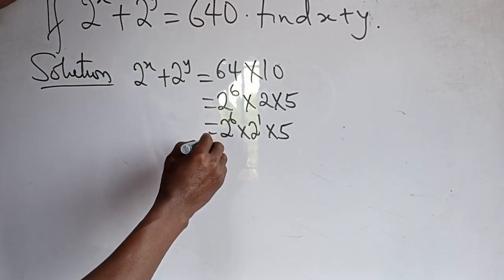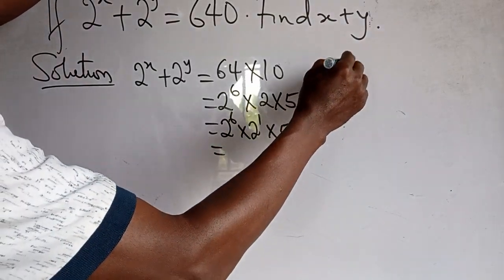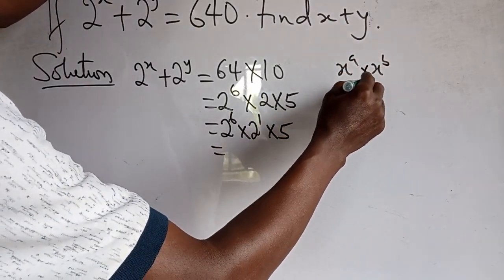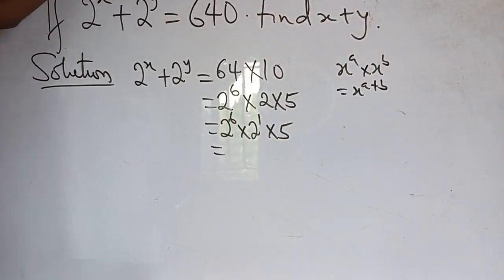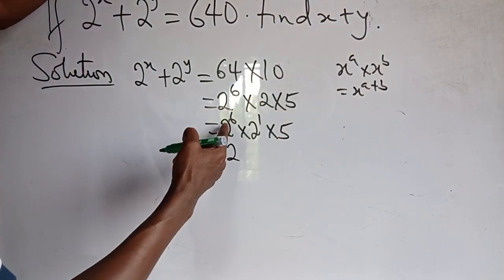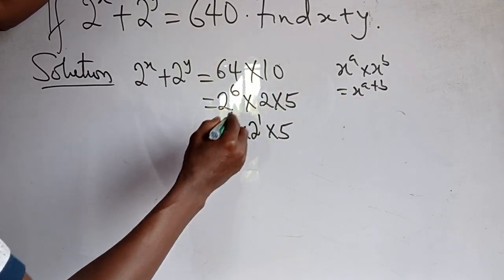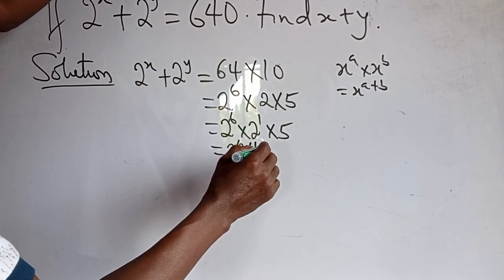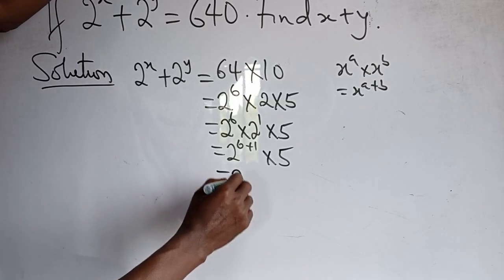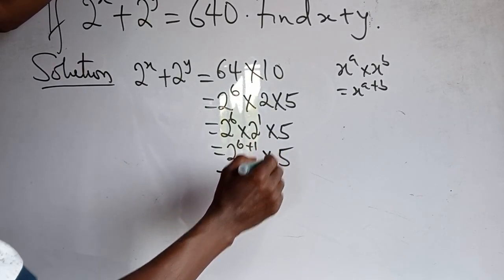Now, according to the law of indices, x raised by a multiplied by x raised by b will be equal to x raised by a plus b. So this implies 2 raised by, you add the powers together because 2 is common, 6 plus 1, then multiply by 5. And that will give us 2 raised by 7 multiplied by 5.